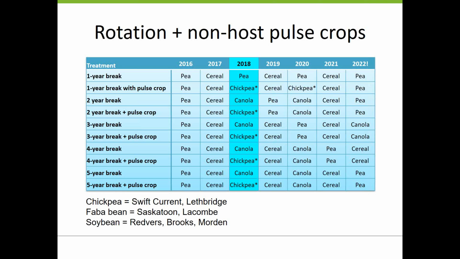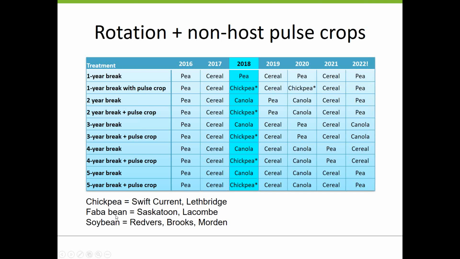Okay, so I'm going to move on and talk about two other projects that we're working on. This one has just started. This one is looking at the effect of rotation with a non-host pulse crop. I know lots of stuff on this slide, but this is basically our treatment layout for the next 5 years. And what we're looking at is different numbers of breaks between a pea crop, and then if we replace that pea crop instead with a non-host pulse crop. We started out with just a pea and then a cereal, and then this year in 2018, we're looking at effects of different pulse crops.